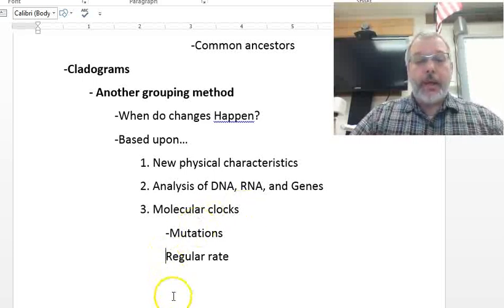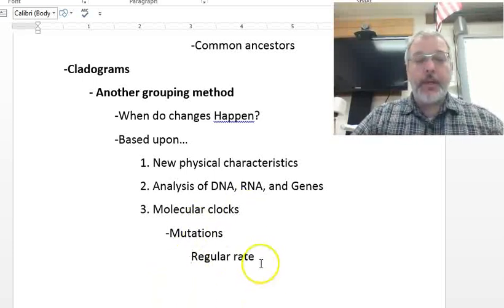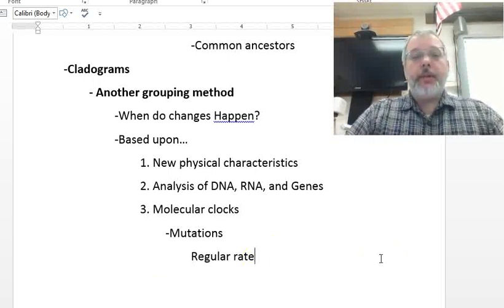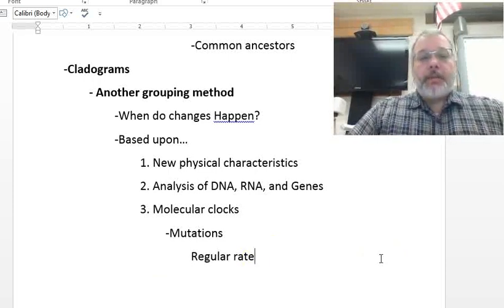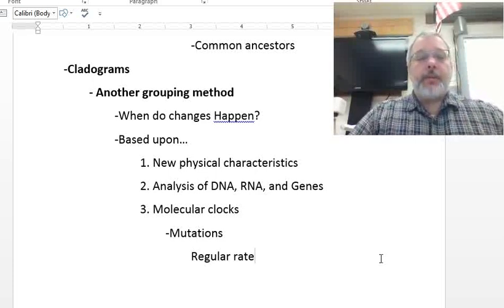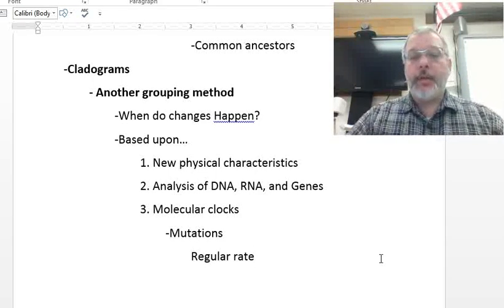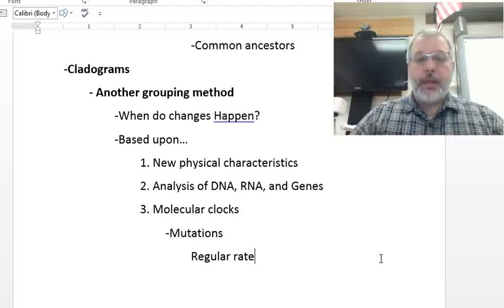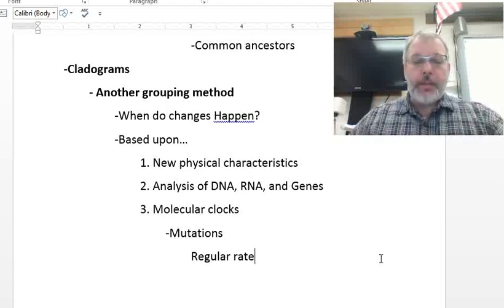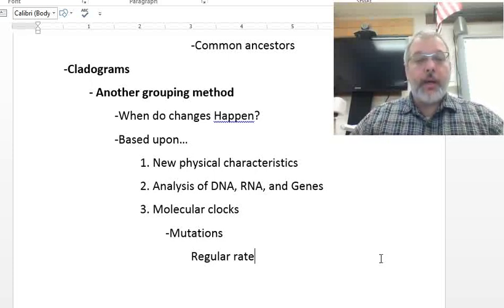But also with that, they can also say that if organisms are related or have a common ancestor, some of those changes would be similar among organisms with common ancestors. So then they look at the DNA and the mutations and say, if this has this many changes and this has this many changes, then perhaps they're related. Okay, and that's how they construct a cladogram.